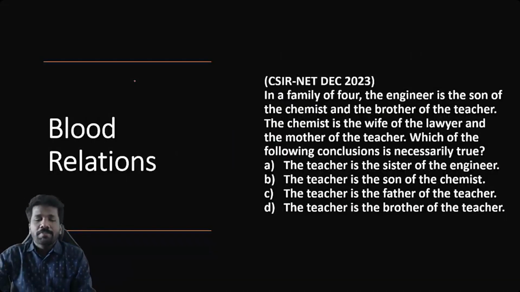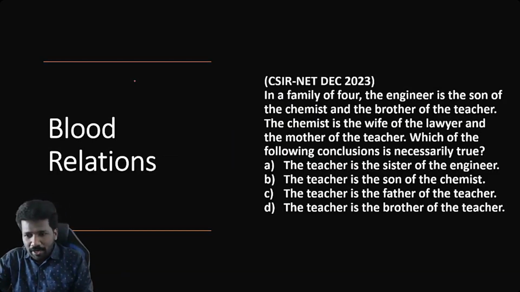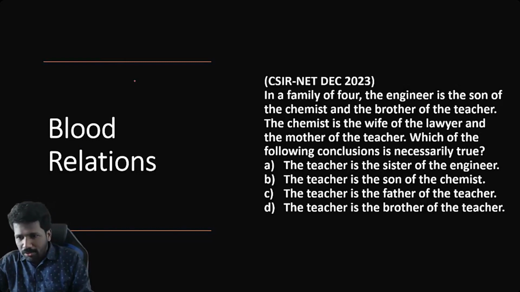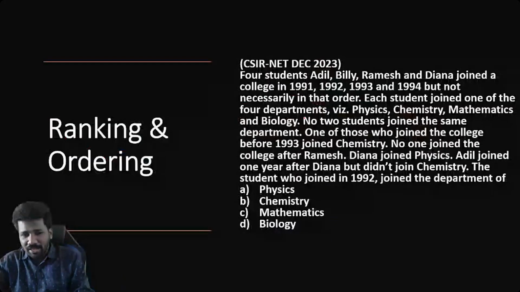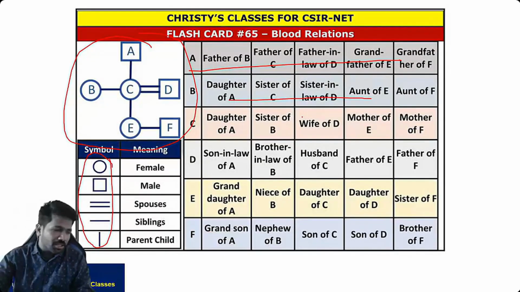Third important chapter in reasoning is blood relation. Last few years में blood relation से questions आ रहा है, 1 question each. December 2023 वाला एक question है blood relation का. So blood relation का question में you should know how to draw a relationship tree. I will teach you in the class how to draw it and how to interpret a relationship tree, that is explained in this flashcard.